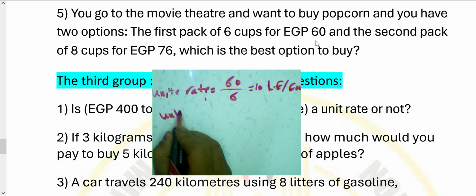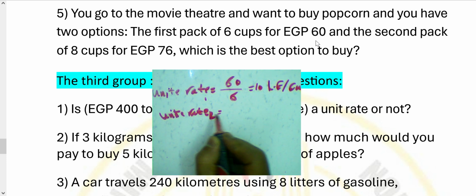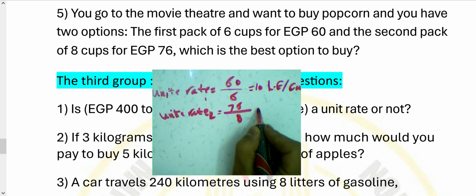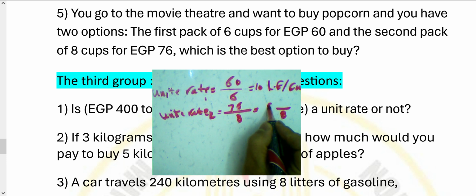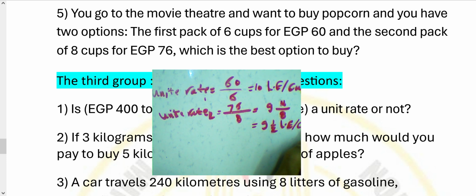And unit rate 2 will be equal, we can write 76 divided by 8. Right, 8 times 9 equals 72, and the remainder 4. Then the result will be 9 and a half. The price will be 9 and a half Egyptian lira per 1 cup.